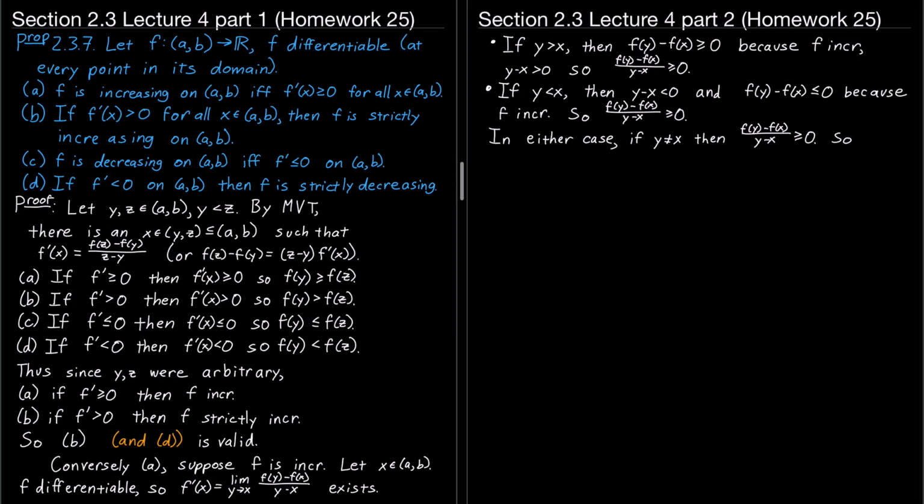So the limit as y goes to x of f of y minus f of x all over y minus x is also non-negative, so f prime of x is non-negative, and this proves the other half of A. And you can check that C holds, or you can just multiply f by -1, and that gives you part C from part A and part D from part B if you need it.